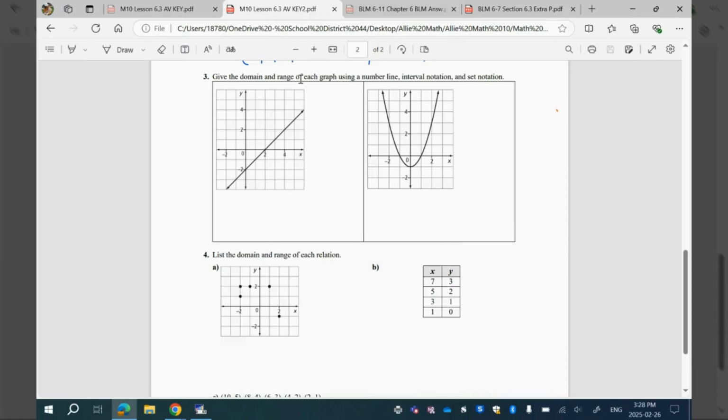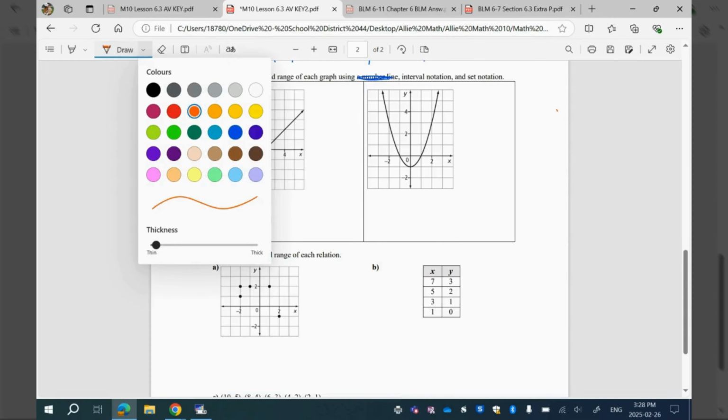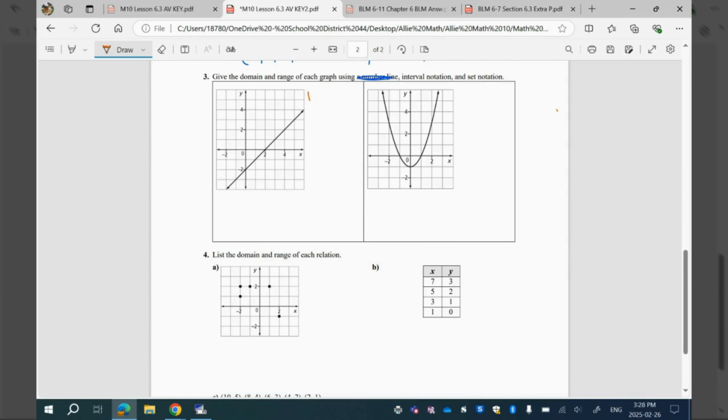Number 3, give the domain and range of each using a number line, interval notation, and set notation. I think I'm going to take out number line. I think we know how to do that. Maybe I'll give you a quick number line at the end. But for each of these, we need to give the domain and range. So domain, let's start with, and we're going to do range after.